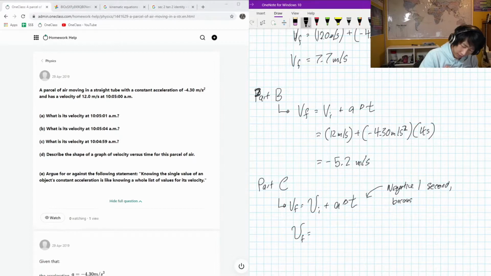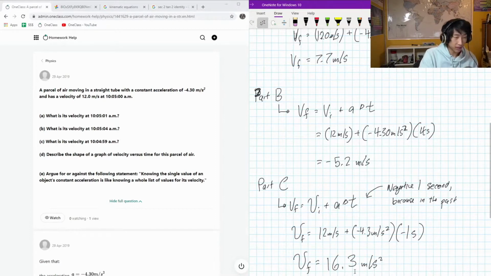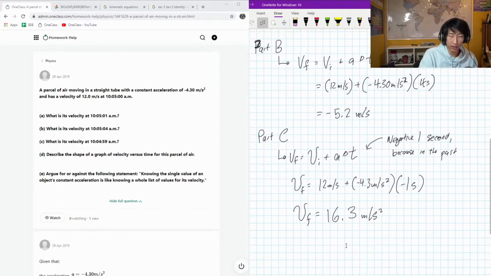Because in the past. Okay, so our initial velocity, that's still going to be 12 meters per second, plus negative 4.3 meters per second squared. That's our deceleration, multiplied by negative 1 seconds. Okay, so you see those negatives cancel each other out. So this is just going to be 12 plus 4.3. That's going to be VF equals 16.3 meters per second. Okay, and that's going to be the velocity 1 second before.